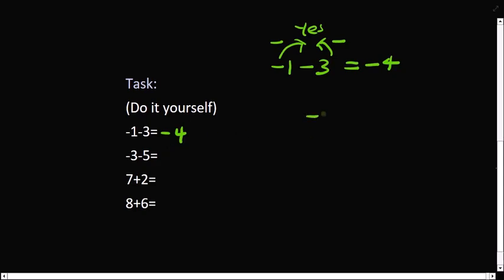The next question says negative 3, negative 5. Are they same signs? Yes. Same signs, and because of that, we can add. 3 plus 5 is 8. But remember to keep the sign negative. So we have negative 8.